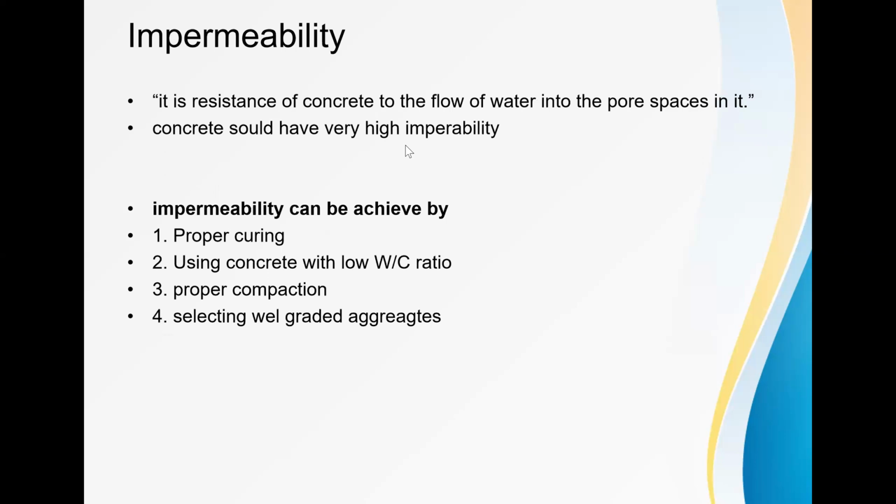Next is the impermeability. It is the resistance of concrete to the flow of water into the pore spaces in it. The concrete should have very high impermeability in nature. How can impermeability be achieved? It can be achieved by a proper curing method, by using concrete with a low water cement ratio, third by proper compaction, and fourth by selecting well-graded aggregate.